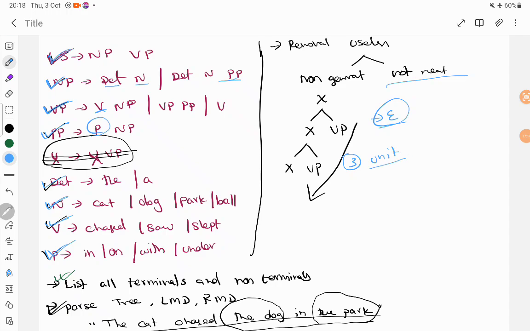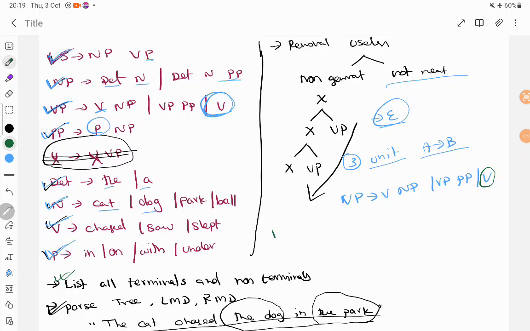A unit production is where one variable tends to another variable. So S tends to NP VP, you have two variables. Here you have VP tends to V NP, or V PP, or V. A variable tends to a variable is a unit production. Here a variable calls a terminal symbol, like cat, dog, which are terminal symbols. We don't call this a unit production. So we have only one unit production here.